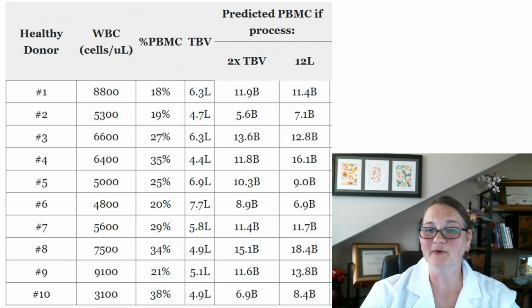So I'm going to show you a table that I made as part of a recent editorial that I wrote on this subject. This table highlights differences in donor cell makeup. These are our hypothetical donors, but I feel they represent the donor diversity in this area that I experienced when I led a Leukopak collection program. As you can see, each donor's unique combination of white blood cell concentration, percentage of PBMC target cells, and total blood volume lead to different numbers of cells obtained if the collection is processed to either 2 times the donor's blood volume or if 12 liters of the donor's blood is processed through the instrument.